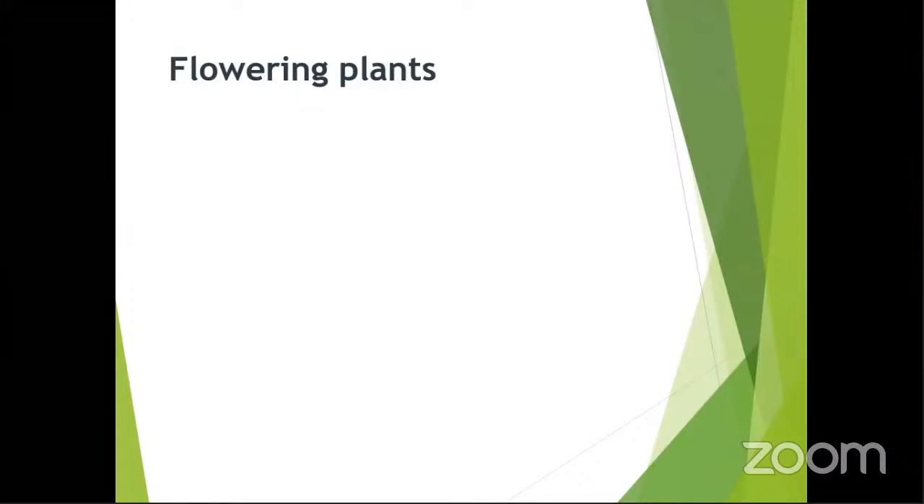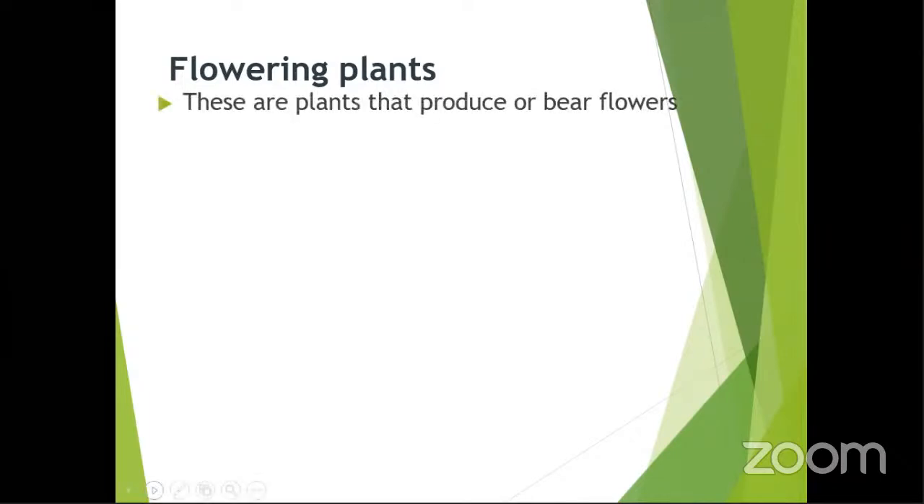Flowering plants are plants which bear flowers. Correct. This is exactly what I said, that flowering plants are plants that bear flowers. If you cannot use the word bear, simply use the word produce. Flowering plants are plants that produce flowers. As simple as that. So let's move on to the next thing, and that is examples of flowering plants.